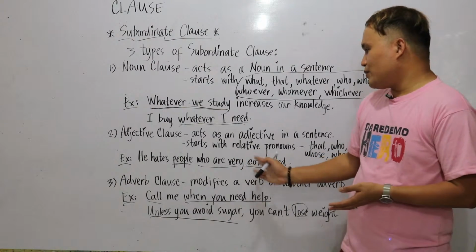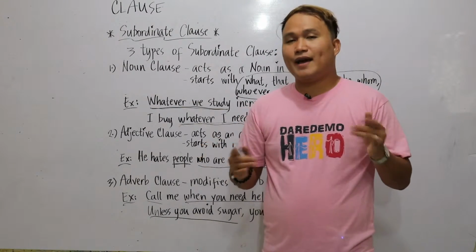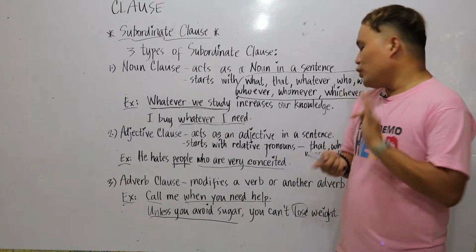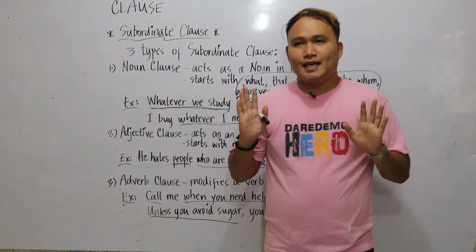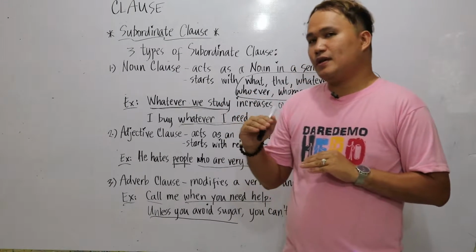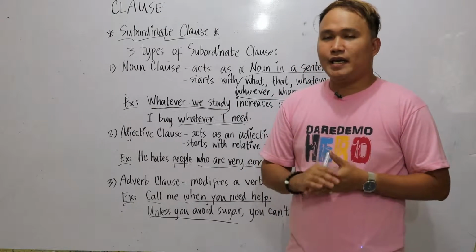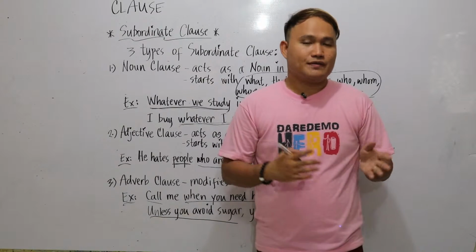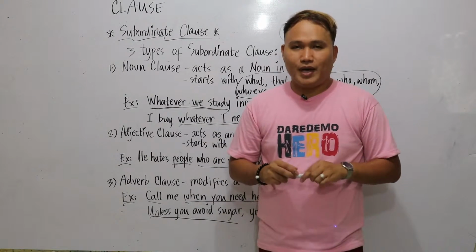It usually starts with relative pronouns. Okay? Relative pronouns, we have who, whom, which, whose, and where. So if we encounter these words, that will give us a clue that that clause is an adjective clause. Adjective clause is also considered as a relative clause because of the presence of the relative pronouns.